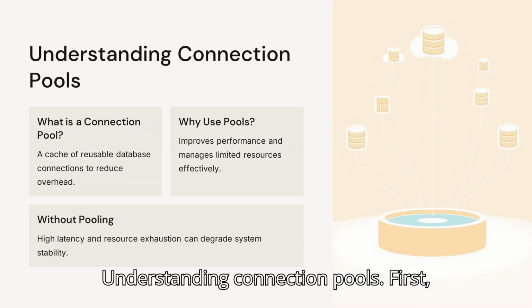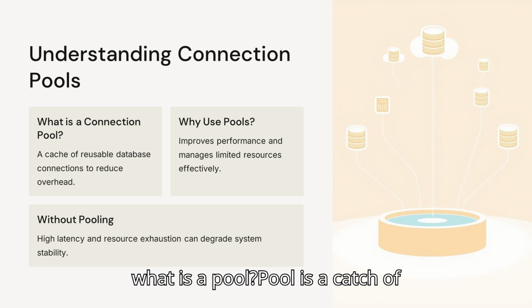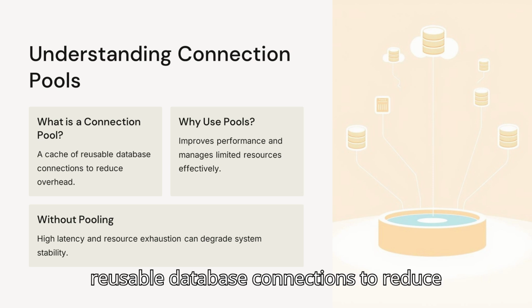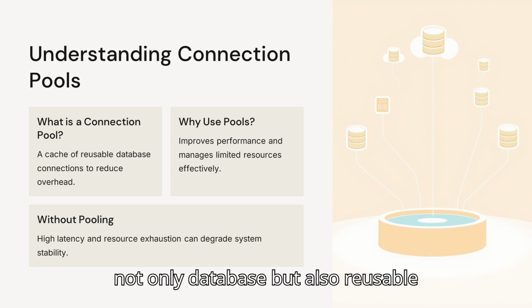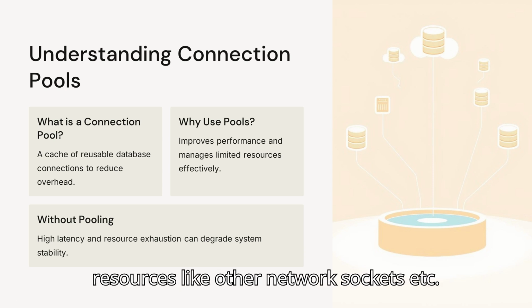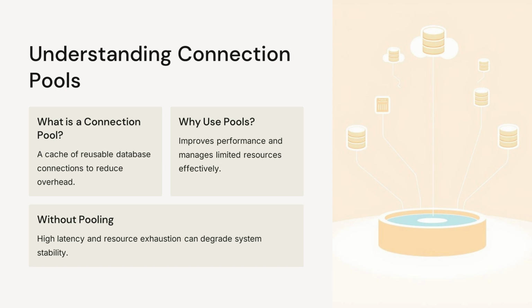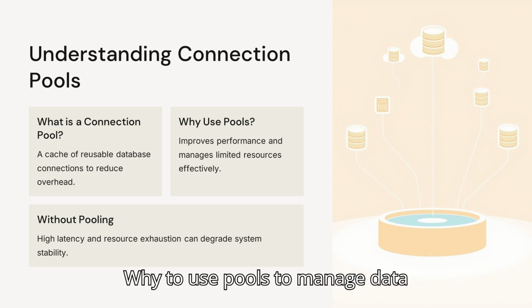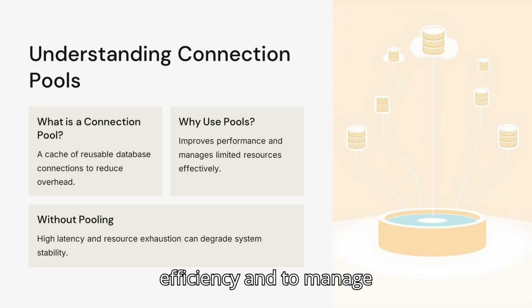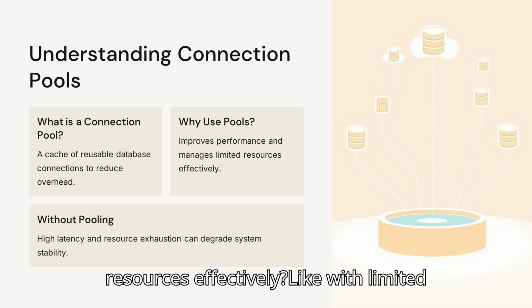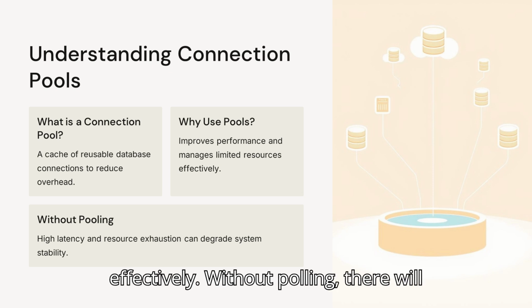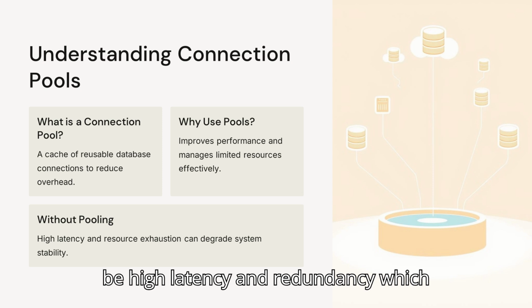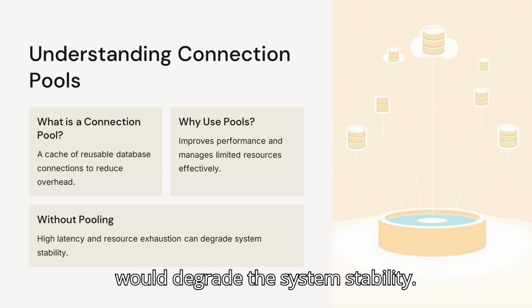Understanding connection pools. First, what is a pool? A pool is a cache of reusable database connections to reduce overhead. It's not only databases but also reusable resources like network sockets, etc. Why use pools? To manage data efficiency and to manage resources effectively. With a limited resource, we can use the connections effectively. Without pooling, there will be high latency and redundancy, which would degrade system stability.